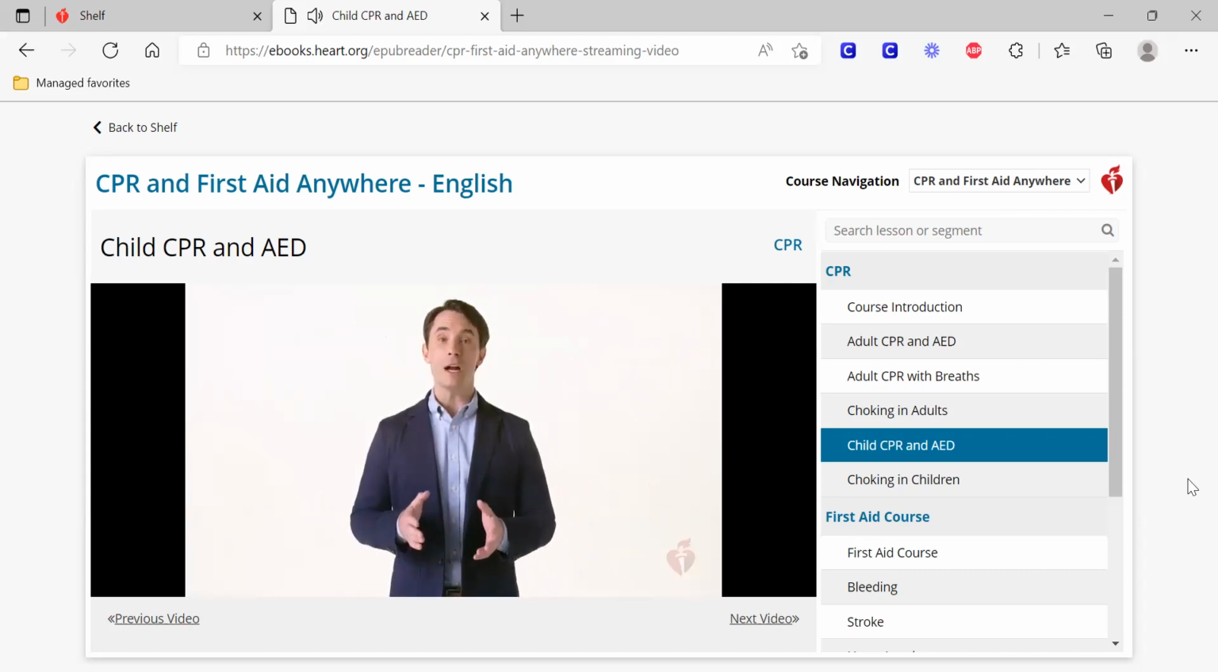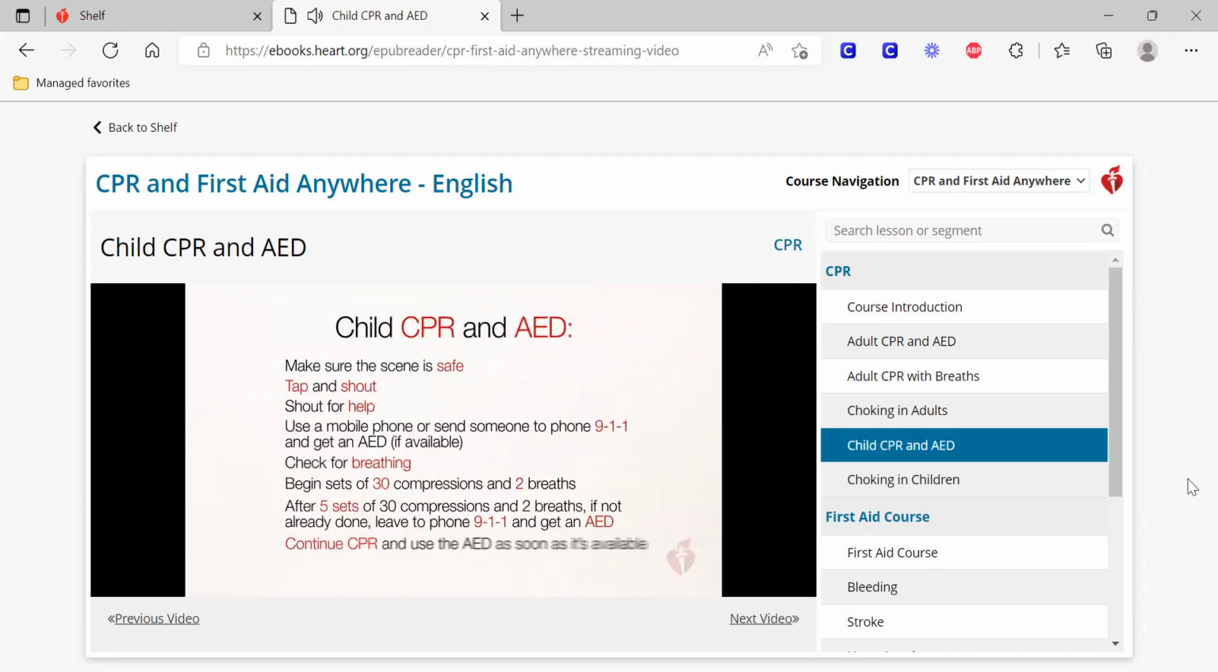Congratulations, you now know how to provide life-saving CPR to a child whose heart has stopped beating. You learned that child CPR is very similar to adult CPR with breaths. Just remember, if you're alone, you'll give 5 sets of compressions and breaths before you leave the child to phone 911 and get an AED.